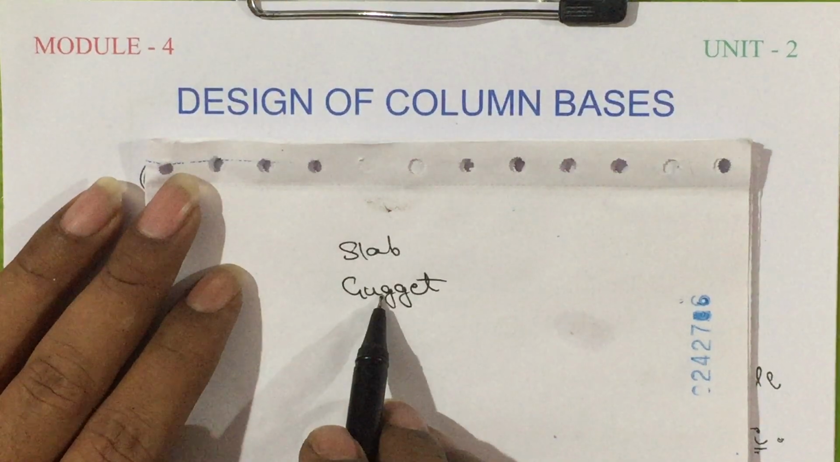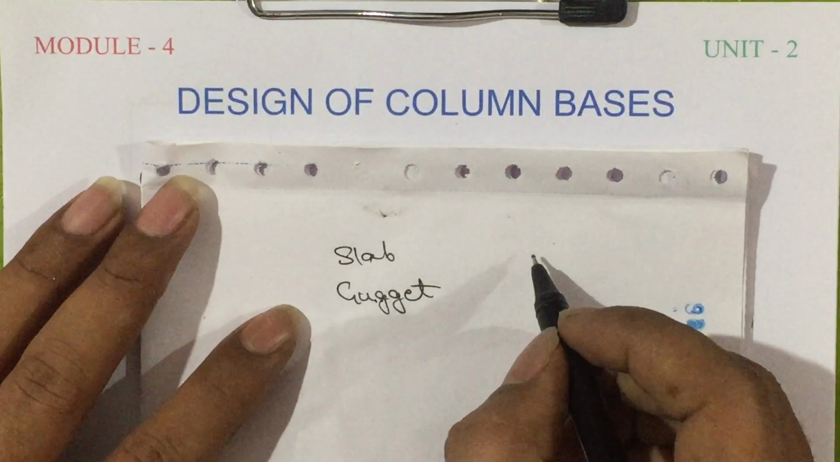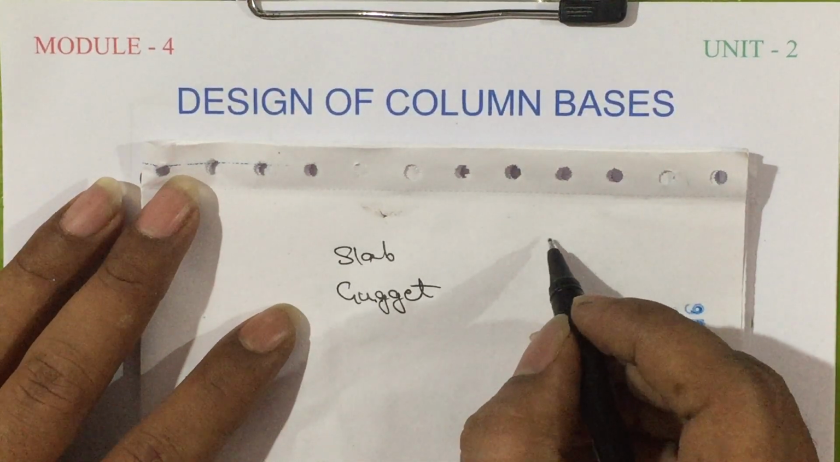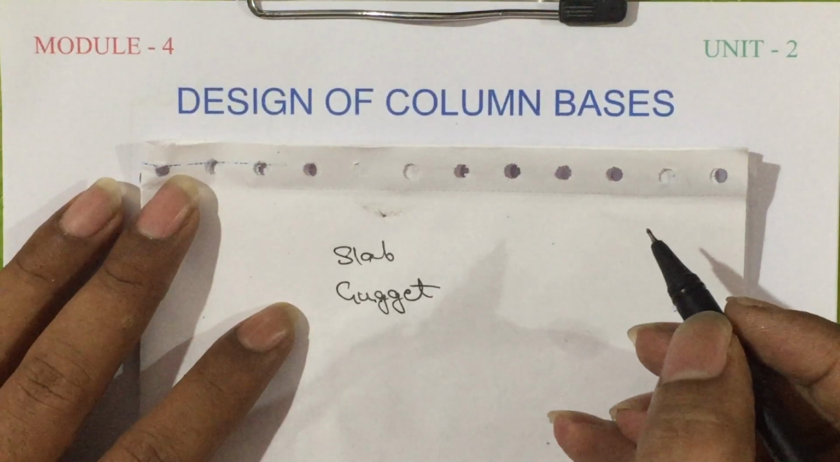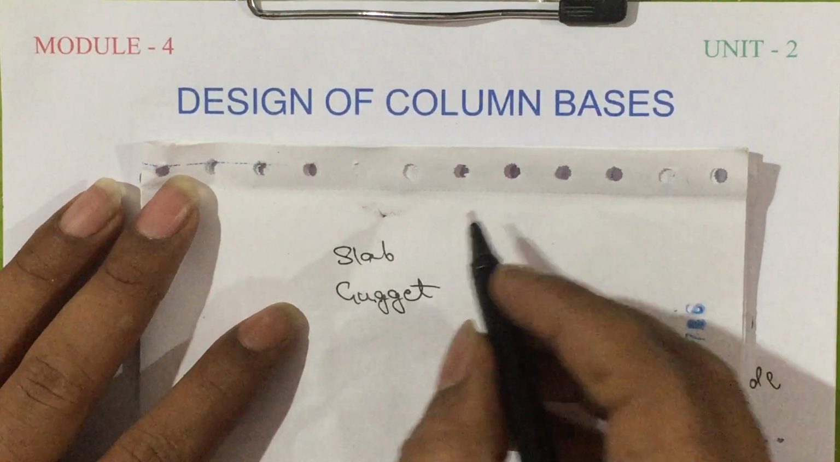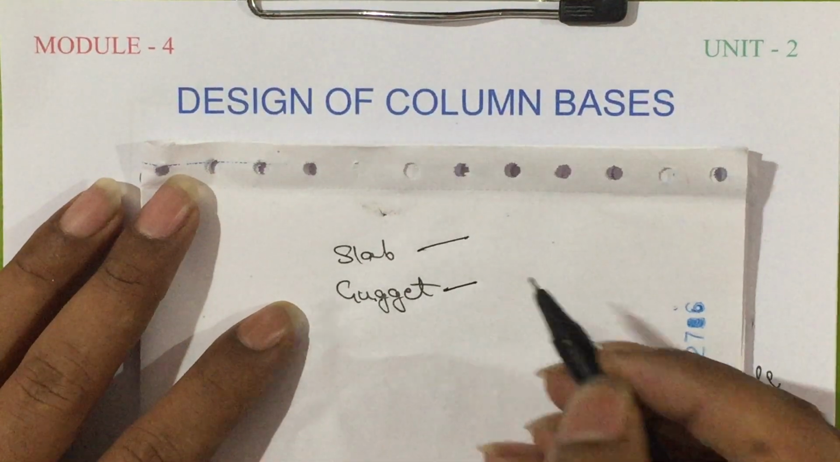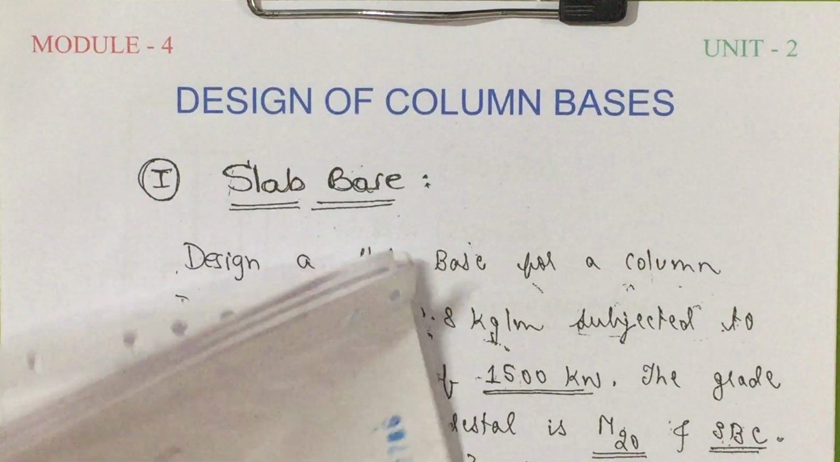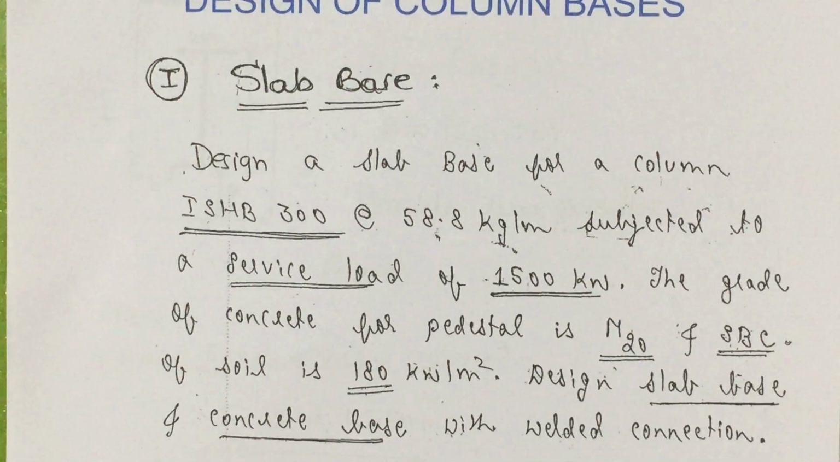Why we need these bases? We are going to provide these bases for the columns. Columns may be of channel section, I section, or whatever may be the section. It may be a rectangular section. We are going to provide a base. There are two types, slab and gusset. So there are only two types of problems, slab base problems and gusset base problems, simple unit.